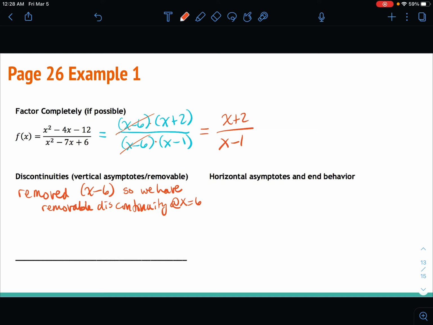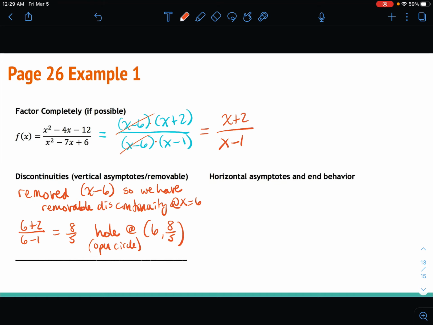at x equals 6. Now we actually want to know where to plot that open circle. So I'm going to go ahead and find out where that hole or that open circle would be. So I would say, okay, 6 plus 2 over 6 minus 1, we would get 8/5. So there is going to be a hole or an open circle, okay, an open point at 6, 8/5.